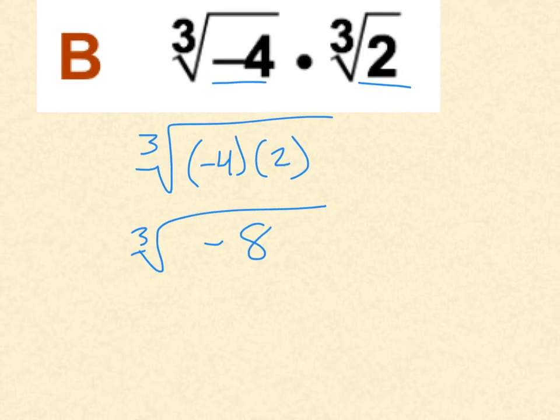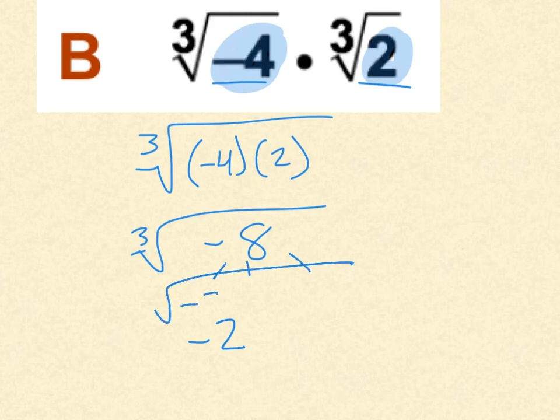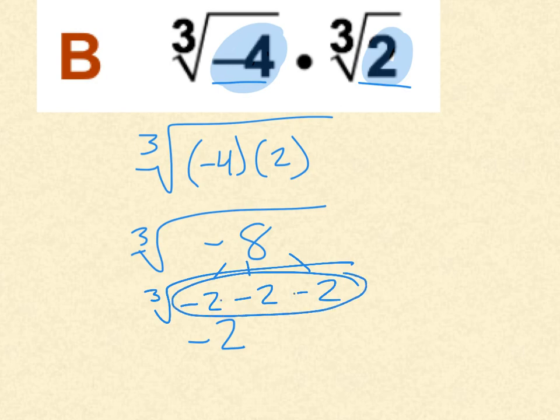What is the cubed root of -8? -2, because -2 cubed would be -8. The -8 splits up into -2 times -2 times -2. If our index is 3, how many numbers are we circling? 3 of them. So we circle all three -2s and we take that out, and our answer is -2.